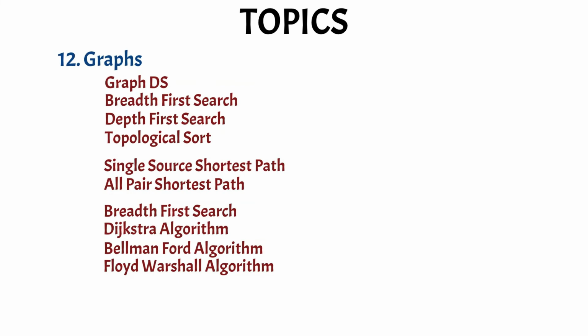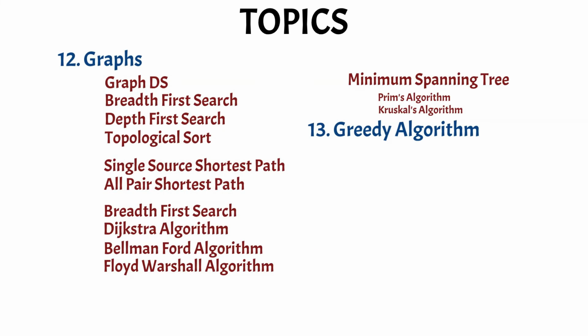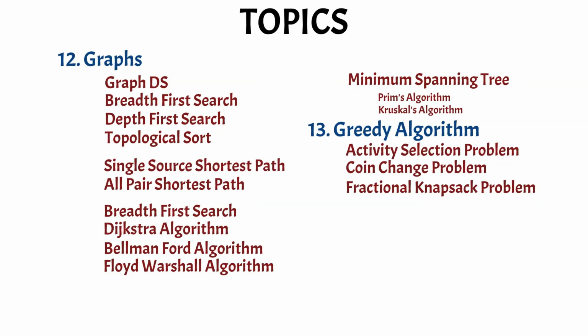From here we will continue to the next topic in graph, which is minimum spanning tree, which is a special type of graph, and we will solve these problems using 2 different algorithms, which are Prim's algorithm and Kruskal's algorithm. Here we would have concluded the graph section. Now we will be moving to the next section, which is understanding greedy algorithms. So here we will understand which algorithms use the greedy approach. We will also solve various problems related to this topic like activity selection problem, coin change problem, and fractional knapsack problem.